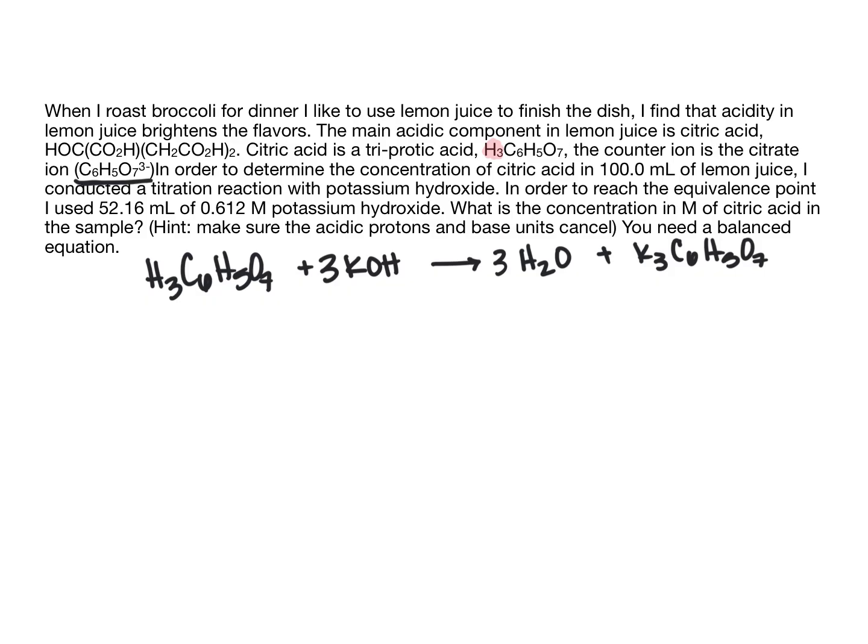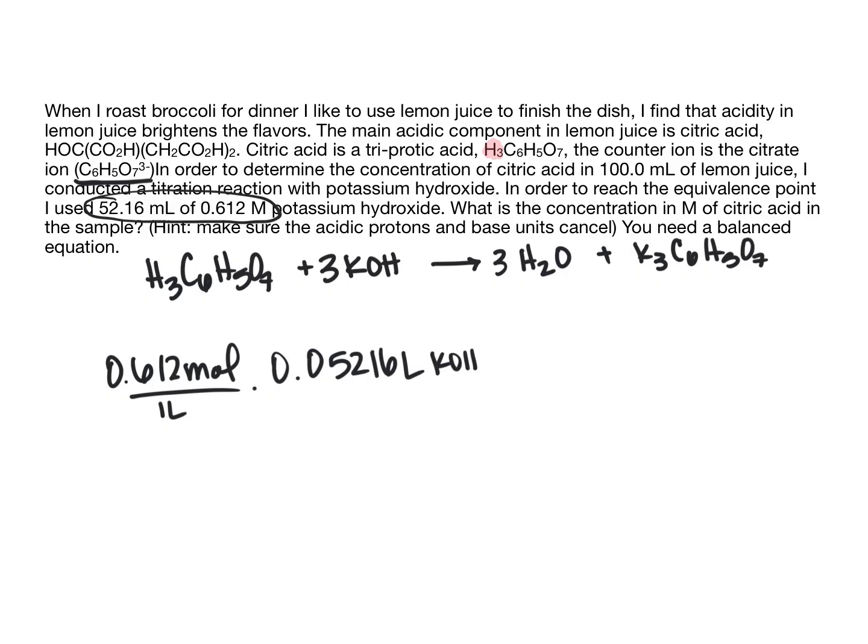Titrations are simple. We have a balanced equation. So we want to figure out the moles of the known. So our known sample is my potassium hydroxide. So I'm going to take my 0.612 moles in 1 liter and multiply that by 0.05216 liters. And that's of KOH. So once we figure that out, we can just keep going.